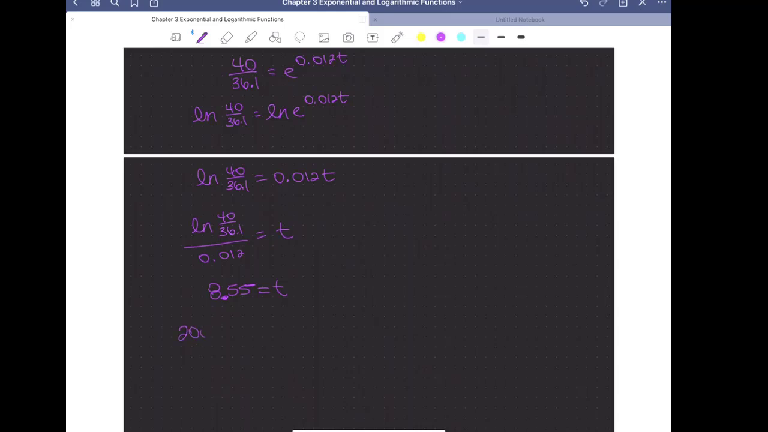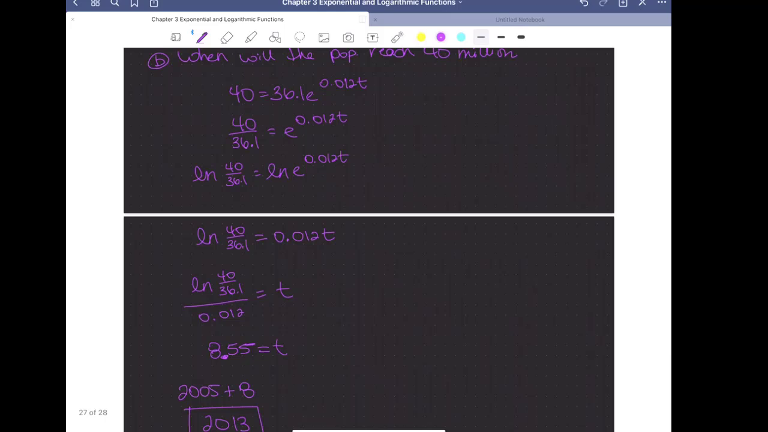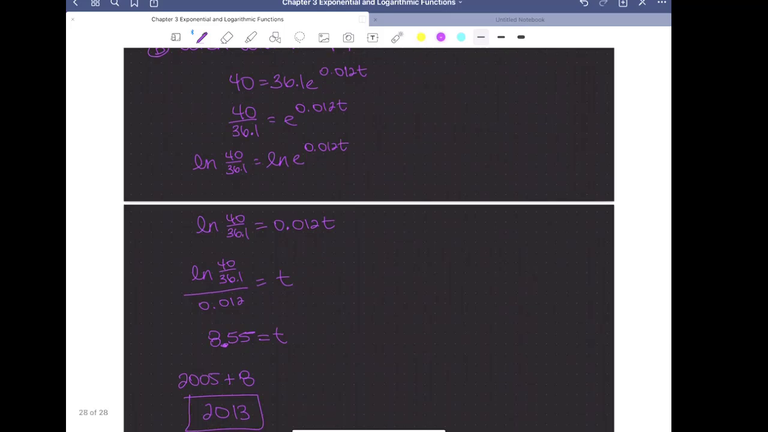So 2005 plus that 8 years, 8.5 years technically, but 8 years is good enough. And that's going to give us what? 2013. So the population in California would have reached 40 million 8.5 years after 2005, so in 2013.